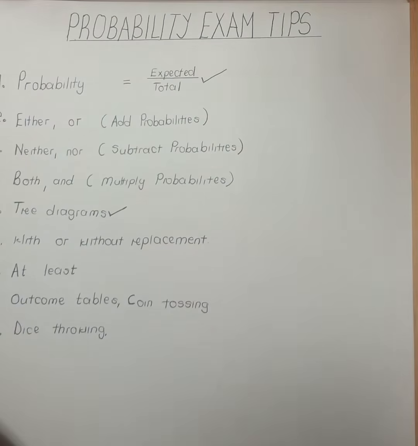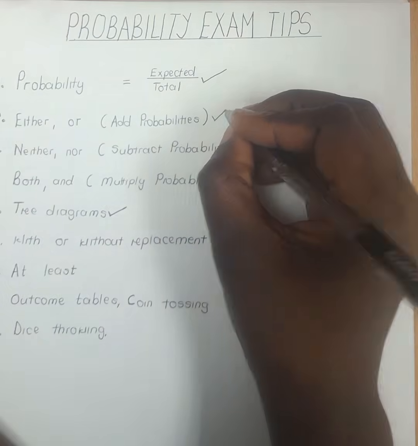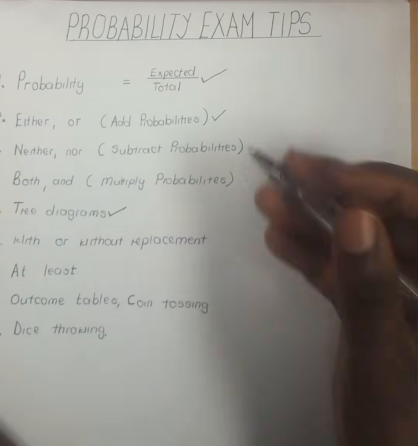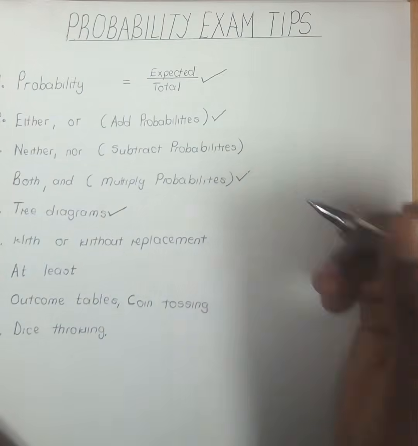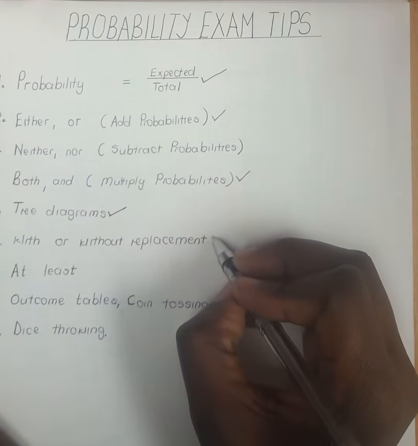So I hope you now understand that if the probability is either or, you add the probabilities, and if it is both, you multiply the probabilities. And also you know how to draw a tree diagram when it is with or without replacement. When it is with replacement, the denominator is not going to change, but if it is without replacement, it is going to change.